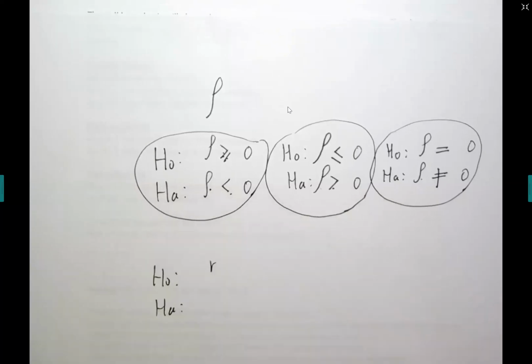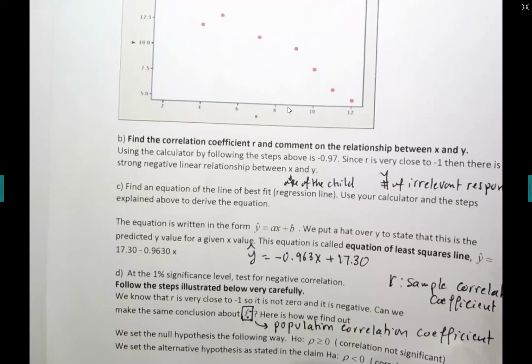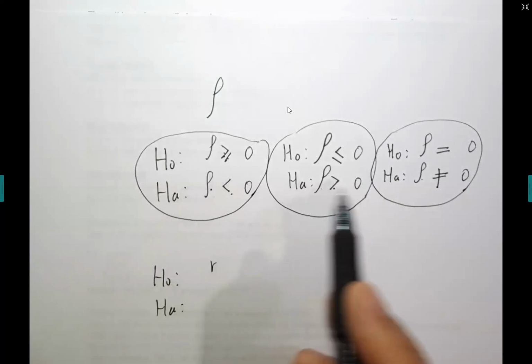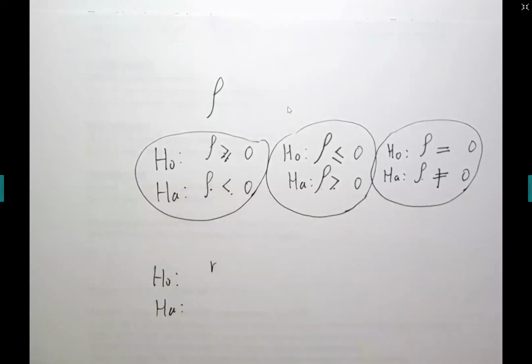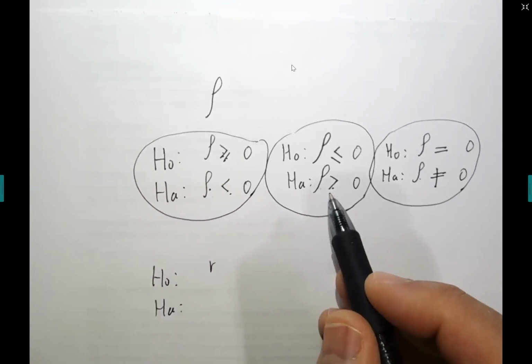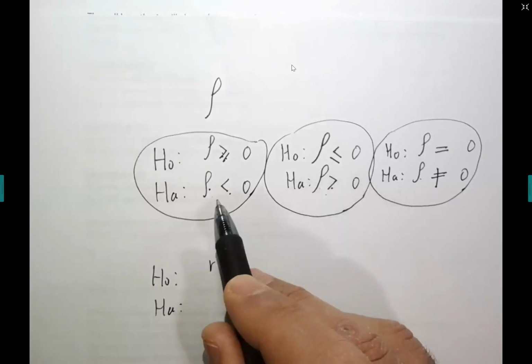Now, let me show you the question here. It says, at the 1% level of significance, test for negative correlation. So can you guys guess what it's going to be? Is it going to be number 1, number 2, or number 3? Can someone tell me? Yes, I agree, number 1. As simple as that. Now, how do you tell if it is number 2? If he asks you to test for positive correlation. So always when he says positive correlation, it will be number 2. When he says negative correlation, it will be number 1.